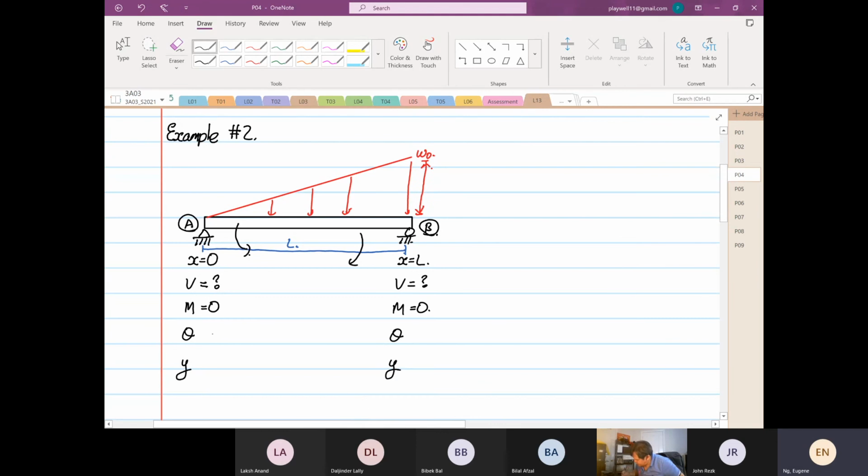Now the slope, we have not a clue what the slope is. Why? Because if I sketch the deformation pattern, it looks like this. At point A, there is already a theta, and at point B there's also a theta already. So we don't know. But one thing for sure, when x is equal to 0, y is equal to 0, and when x is equal to L, y is equal to 0. So this is how we set the boundary conditions.